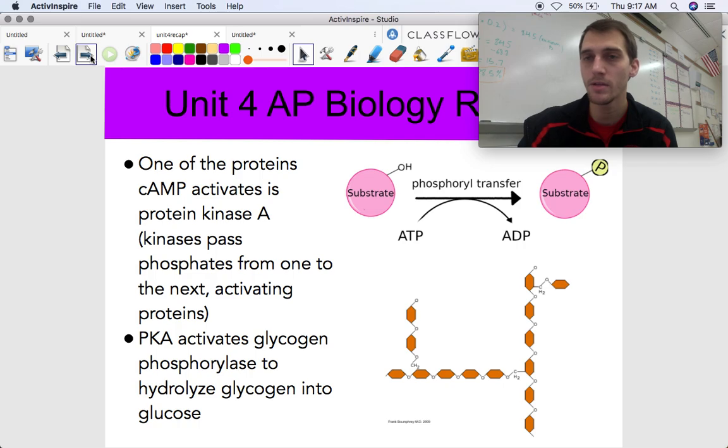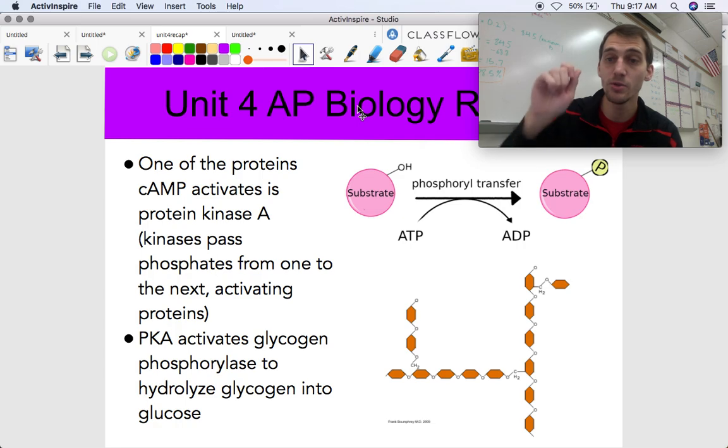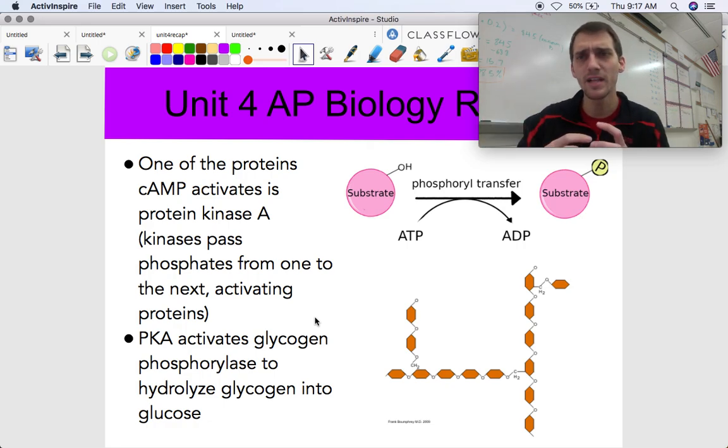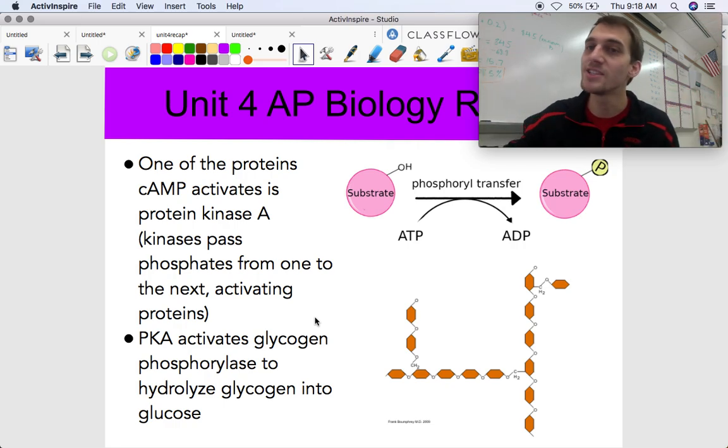And kinases, what do they do? They activate other proteins, right? So it's going to get phosphorylated by cAMP, and it's going to activate glycogen phosphorylase to hydrolyze glycogen into glucose. So all this was to break down glycogen into glucose. So you have to turn on the enzyme that's going to do that, and that's what signal transduction is about, right? Bringing in that signal and getting it to the right enzyme or the right whatever, in order to get the job done.